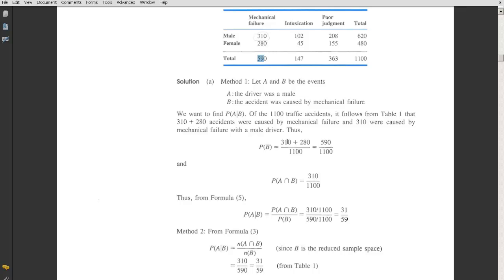Now we just figured out what these are. Probability of A intersect B is here, 310 over 1100. Probability of B is 590 out of 1100. So this is the result. The 1100s cancel. We get 31 over 59. Okay? And that's the answer. They say we can do it a different way, but since we didn't follow this book, I won't do that.